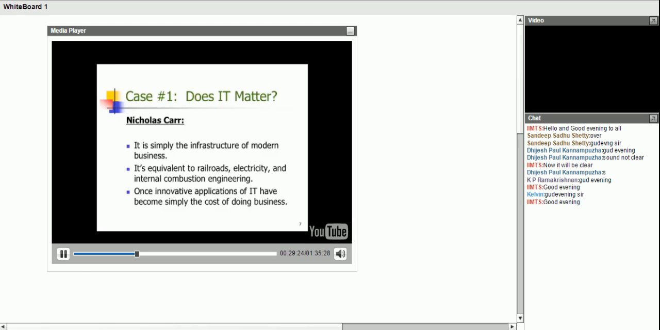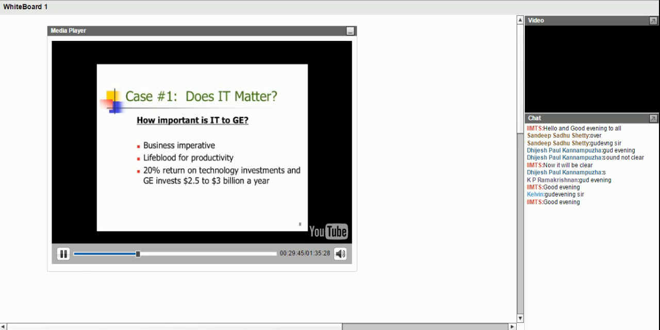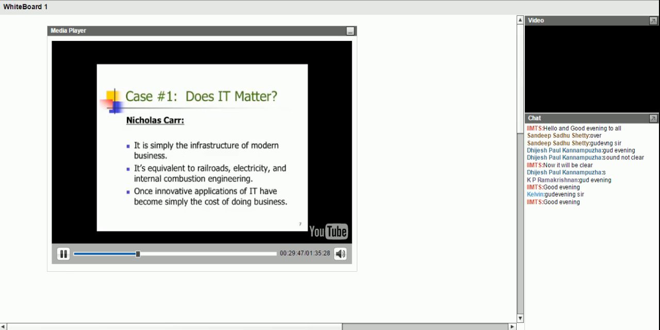Case number 1 gets into the concept of, does technology really matter? And that one I kind of explained already, and the answer to that question is, yeah, IT does matter. You can't compete without it these days. Nicholas Carr, I believe he's from GE. Yeah, he is, General Electric.